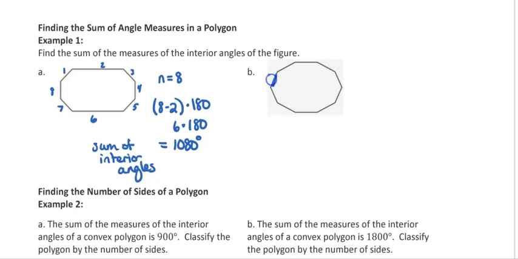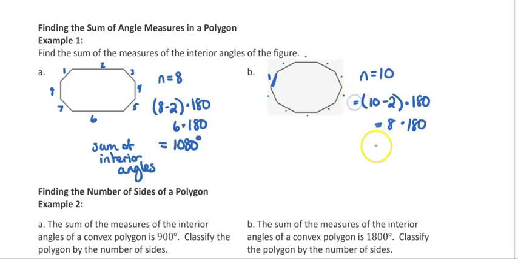All right, so on this figure, you count the sides. I just kind of mark which side I'm starting with so I don't lose track. So I have 1, 2, 3, 4, 5, 6, 7, 8, 9, 10 sides. So n equals 10. It's a 10-sided figure. So we're going to do 10 minus 2 times 180, and that's 8 times 180. And you can type that in your calculator.